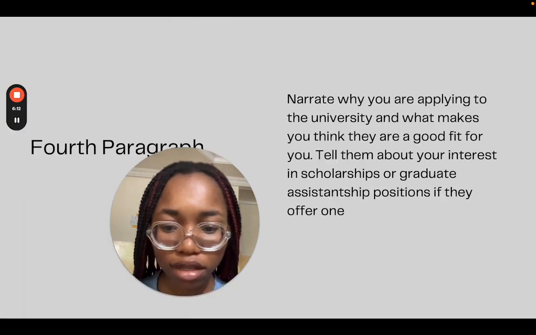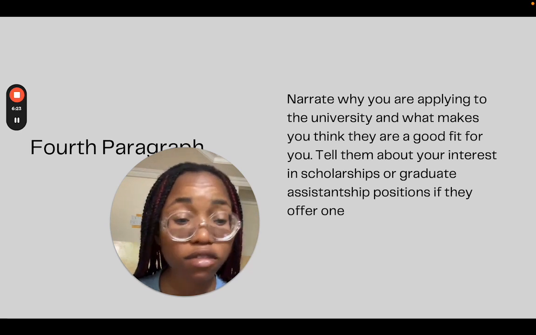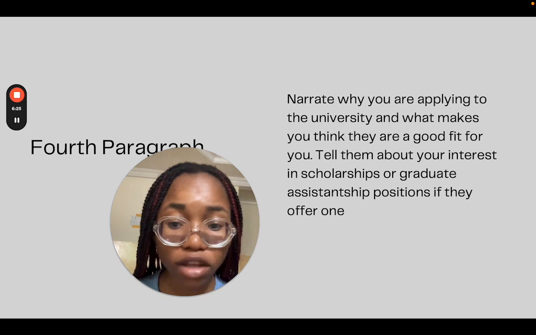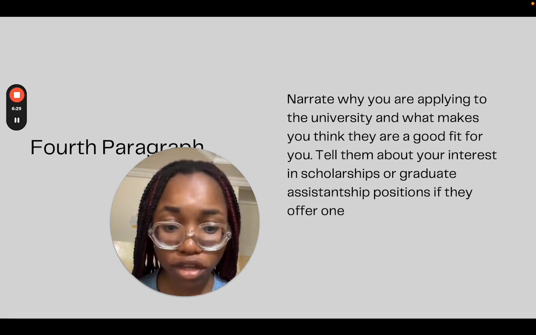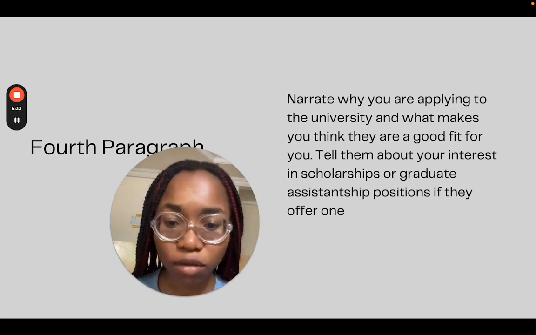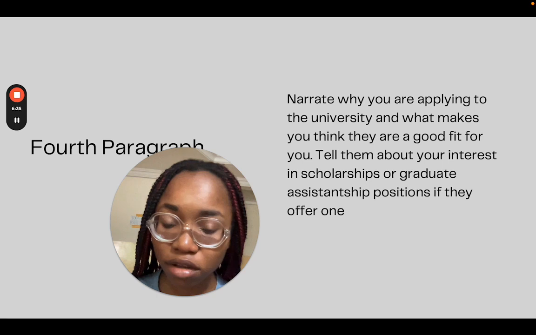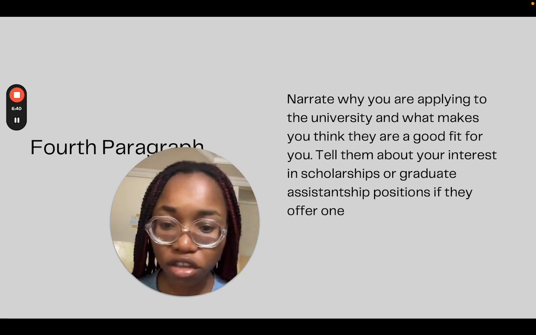Then another one is, that's the fourth paragraph, you have to narrate why you're applying to the university and what makes you think that they are a good fit for you. Why do you think that university has all it takes to teach you? You can just go on the website, look for the course you're applying for, look at the course description, know what they are going to teach and all of that.